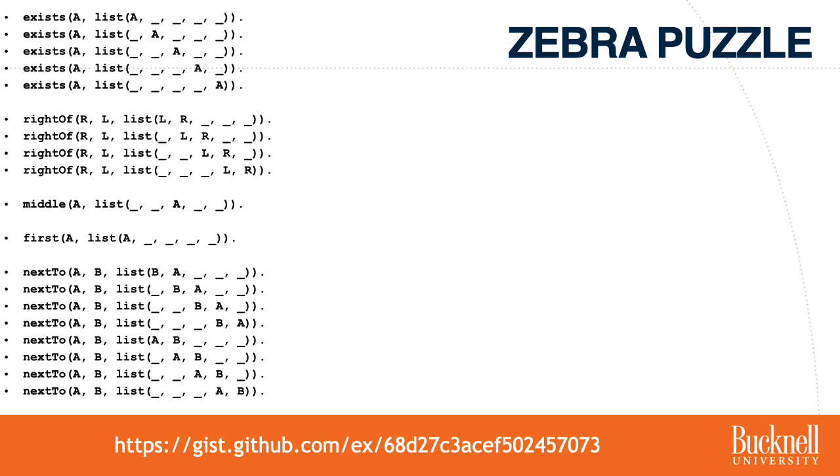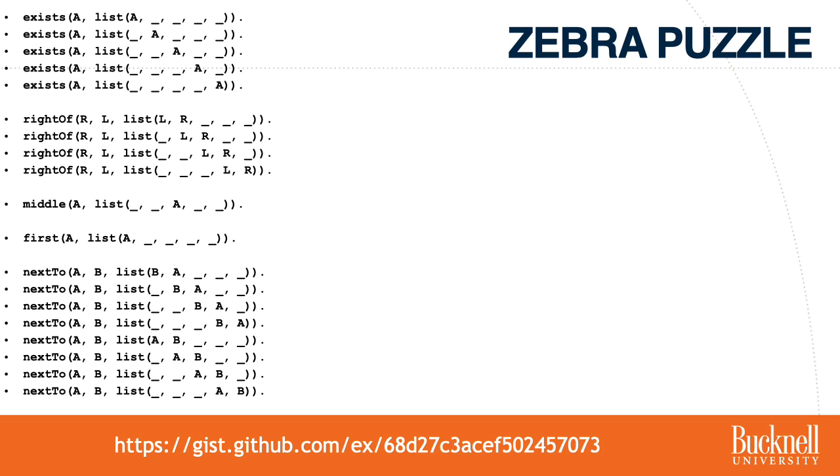Like, what does middle mean? What does it mean to be the first house in a row? What does it mean to be right of? This set of spatial relationships is actually kind of complicated. Though it's very intuitive to humans, it has to be spelt out explicitly for Prolog.